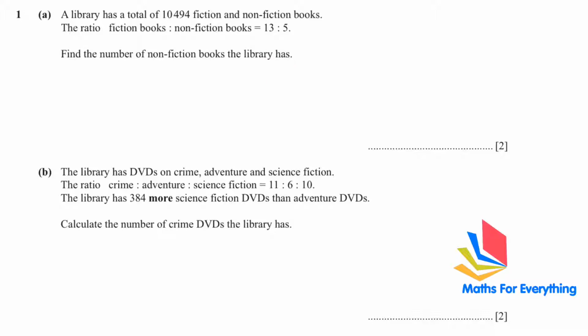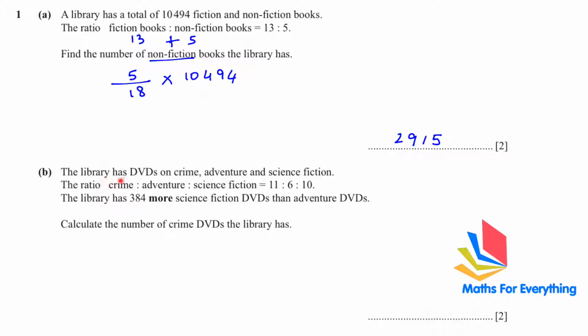So the ratio is 13:5. We are concerned with the non-fiction books. What part of the ratio is it? 5. What is the total ratio? When you add both the parts, you will get 18. Multiply by 10,494. And you will get 2,915.